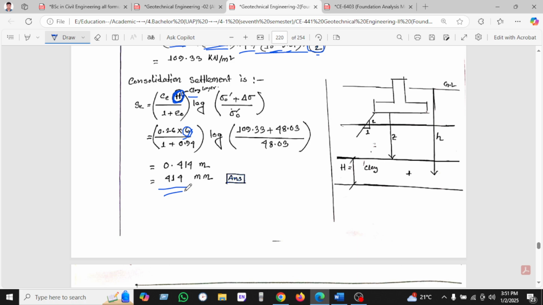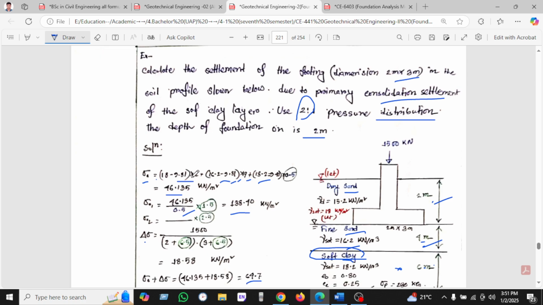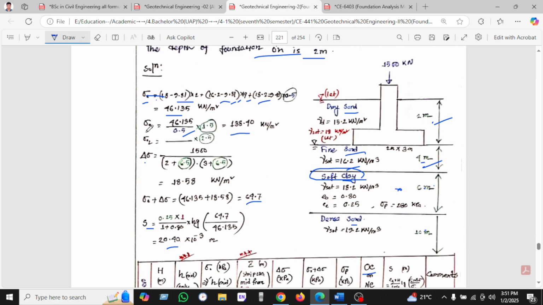Okay, let's see another example. Here we calculate the settlement of the footing, whose diameter is given, due to the primary consolidation settlement of the soil, using the 2:1 pressure distribution. So we have to use the 2:1 pressure distribution, and the depth of the foundation is given. At first we find sigma naught, sigma 1, sigma 2, delta sigma is 6.5, and then we find sigma plus delta sigma, and the settlement is here.